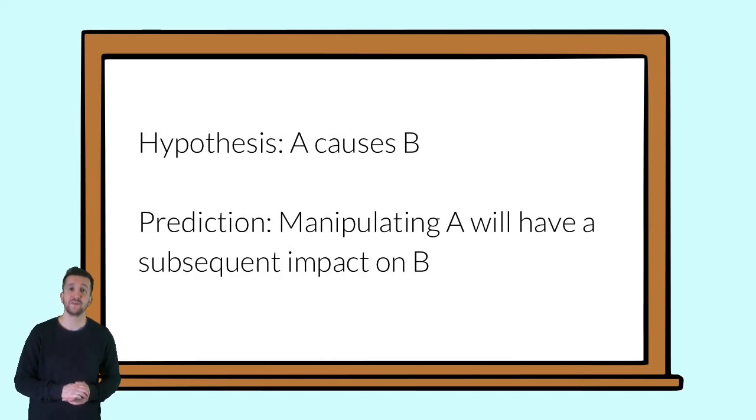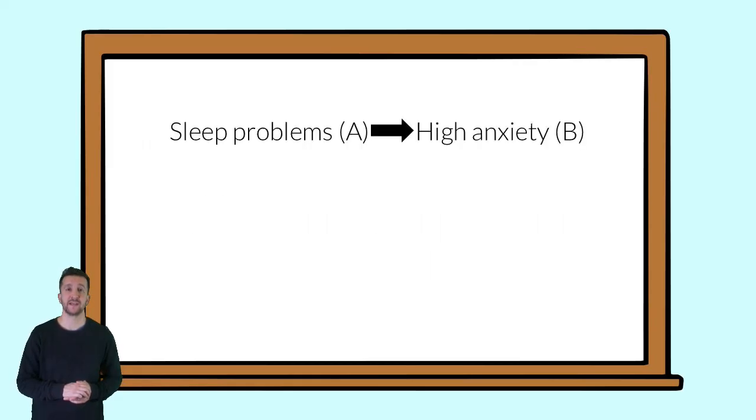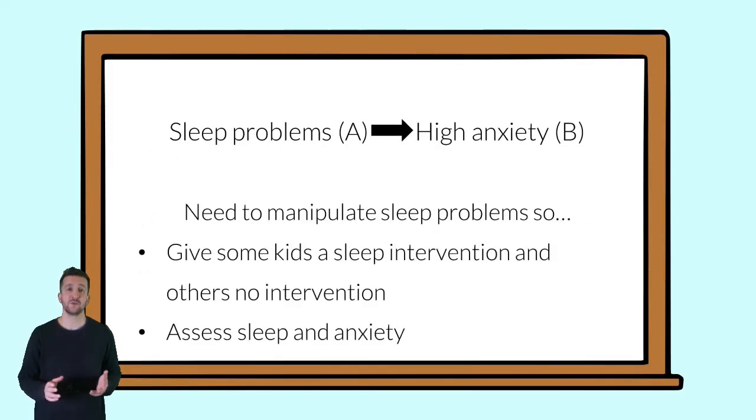So returning to the previous example where the hypothesis was that sleep problems in kids, A, causes anxiety in kids, B, there would be different ways of doing this. Well, one approach would be to get a bunch of kids who have sleep problems and give a random half of them an intervention intended to improve sleep, and the other half no treatment. Before and after you've delivered this intervention, you get a measure of A, sleep, and a measure of B, anxiety.